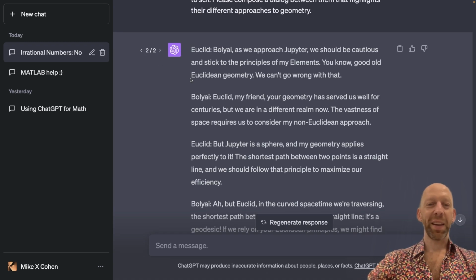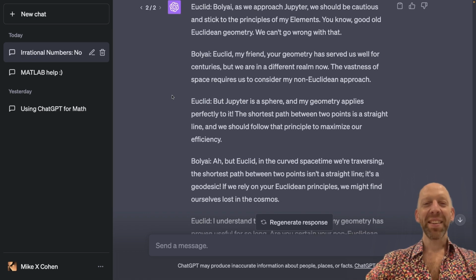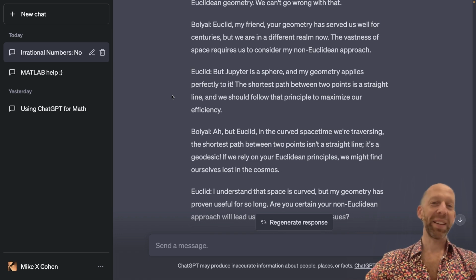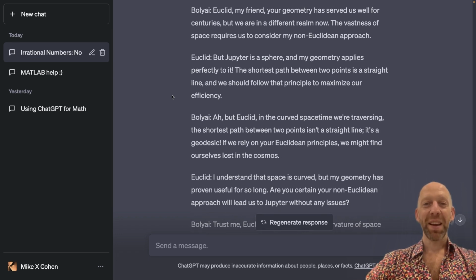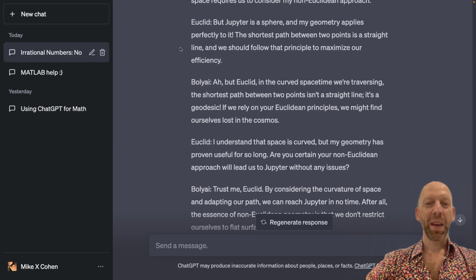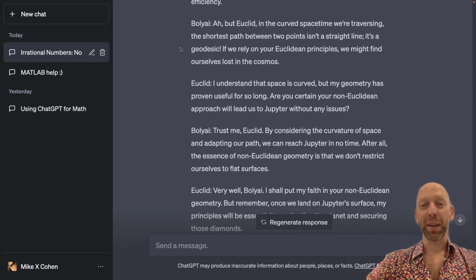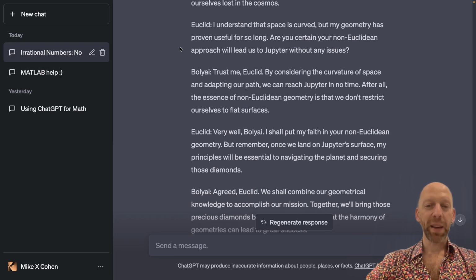Here it is. Again, I will scroll through this slowly. This is also a lovely dialogue. This is less combative than the previous one because I didn't specify that Euclid and Bolyai should be having a disagreement. So here they're friends, of course. You've got to be friends with someone if you're going to fly to Jupiter with them. They're discussing back and forth, and Euclid is being open-minded to non-Euclidean geometry.